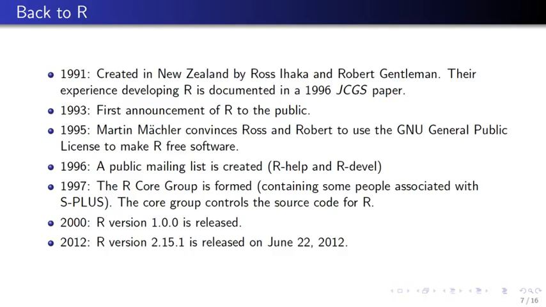In 1997, what's called the R Core Group was formed, and this contained a lot of the same people who developed S-Plus. And the Core Group basically controls the source code for R. So the primary source code for R can only be modified by members of the R Core Group. However, a number of people who are not in the Core Group have suggested changes to R, and they have been accepted by the Core Group.